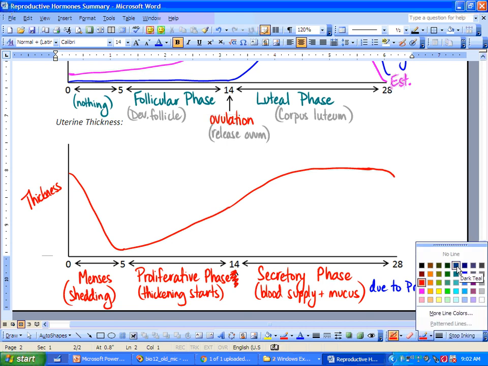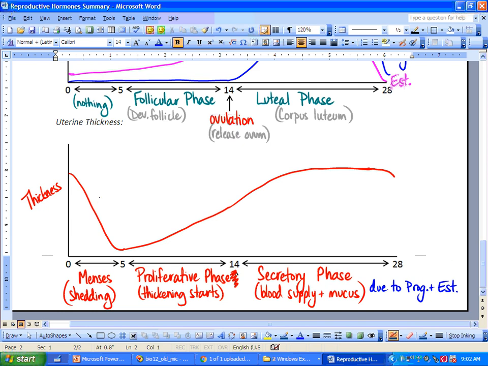Why does that lining just drop right off? We have no corpus luteum. Remember, I think I said in the last video, it gives up the ghost, right? It just breaks down. No corpus luteum, which means no progesterone or estrogen. And so the uterus sheds.